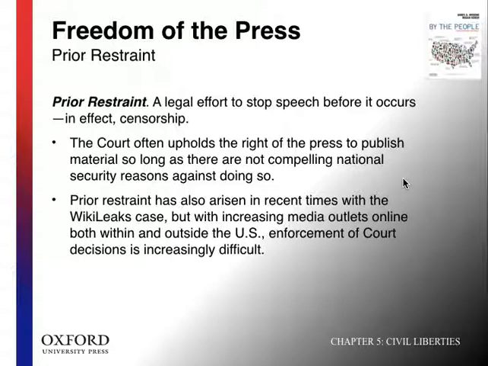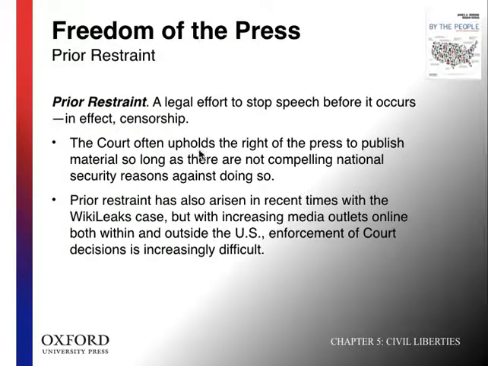Freedom of press. Prior restraint is the legal effort to stop speech before it occurs. This is basically censorship. I don't know if many of you saw the movie The Post. That would be prior restraint, where the newspaper company was given some classified documents. They were going to print it, and they were being asked by the government to not print it, or threatened. This would be a form of censorship.